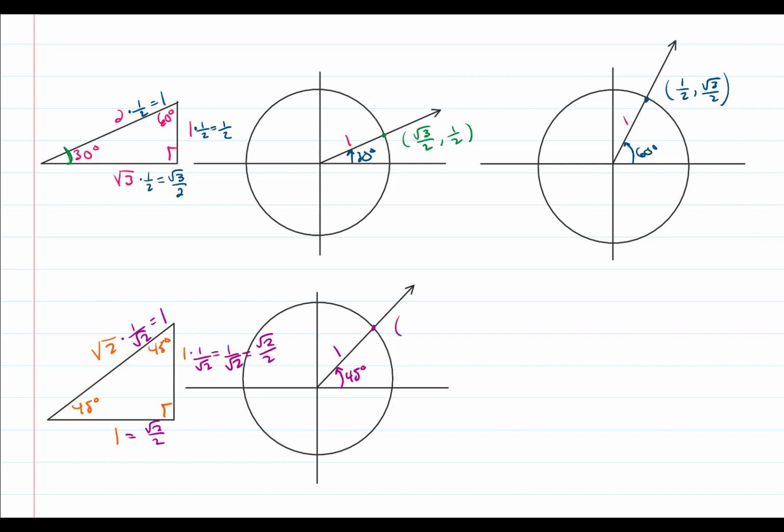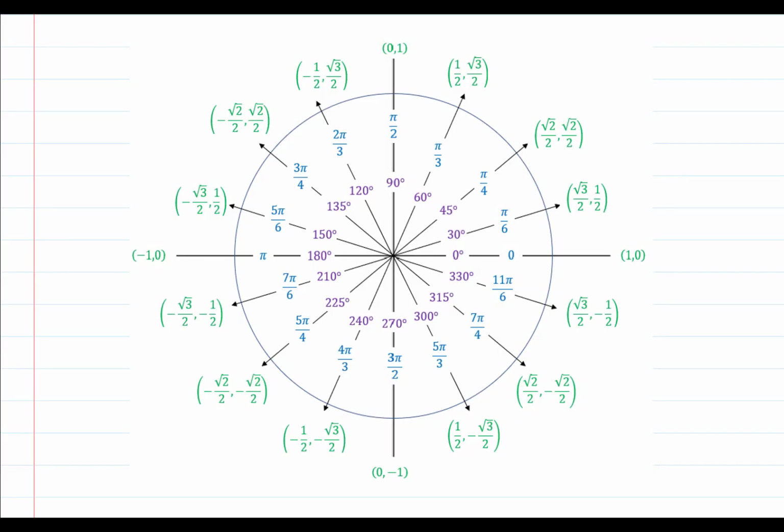As a result, the x-coordinate of that ordered pair will be square root of 2 over 2, and the y-coordinate will also be a value of square root of 2 over 2. If I then put those three diagrams together, overlapping each other in the same coordinate plane, what I end up getting is the 30-degree angle, the 45-degree angle, and the 60-degree angle.